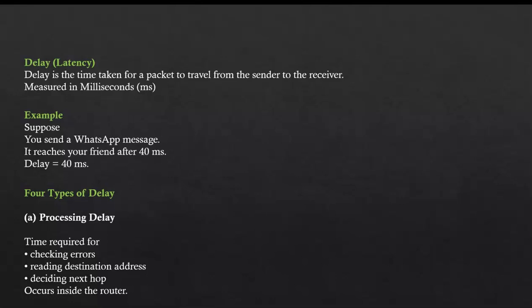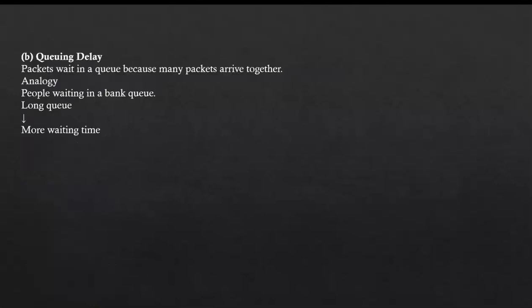There are four important types of delay. Number 1 is the processing delay. This delay occurs usually inside the router. The time required for checking the errors, reading the destination address, and deciding which hop to take all contributes to processing delay.